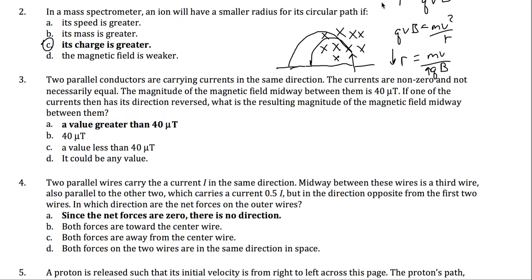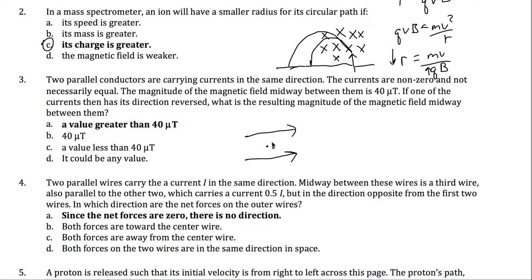Number 3. Two parallel conductors are carrying currents in the same direction, so in class I drew them up, so I'll just draw the two currents going this way, same direction. And they're not necessarily the same currents, and the magnitude of the field between them is 40. So we got a field here.